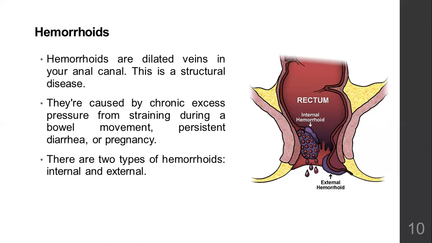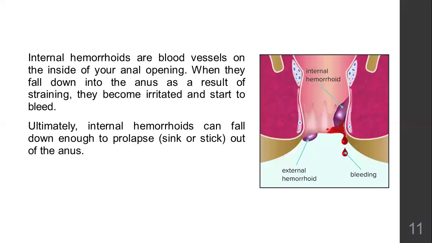So there are two types of hemorrhoids, internal and external. Internal hemorrhoids are not that visible from outside, okay? These are blood vessels which are inside of your anal opening. They fall down into the anus because of the straining and because of the weight of the blood that has pooled in the veins, okay?